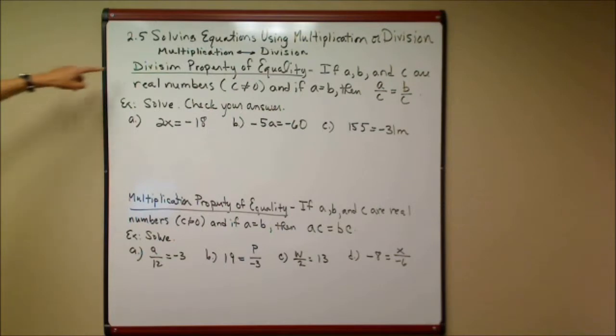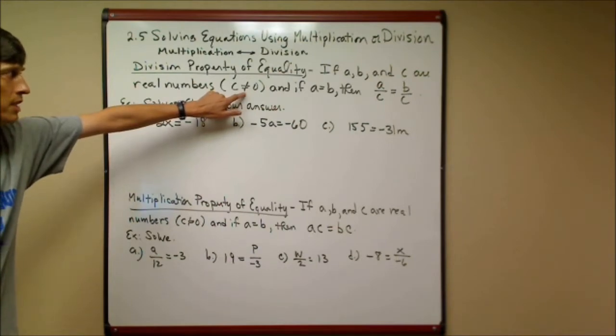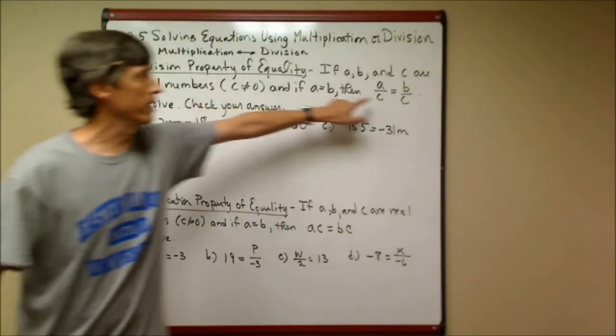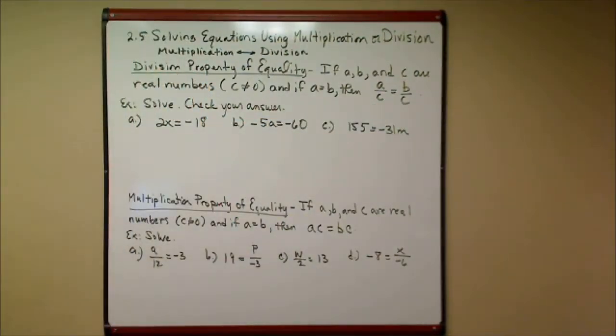Now let's look at the division property of equality. If A, B, and C are real numbers, and here we go, C can't be 0, does not equal 0. And if A equals B, then A divided by C equals B divided by C. You can take equal amounts divided by the same non-zero number, and you get equal amounts. And that allows us to solve these equations.